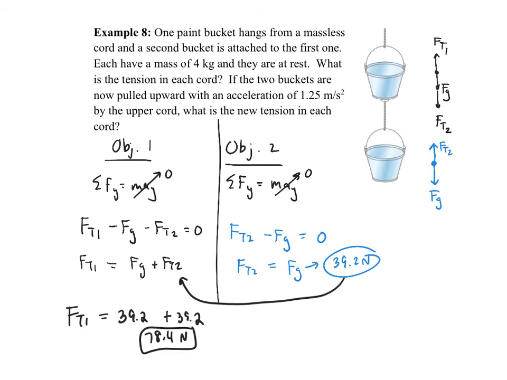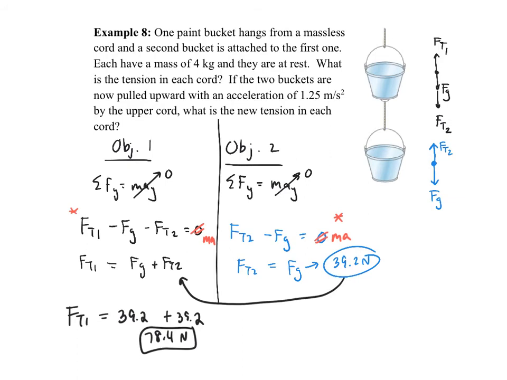So here's what you need to do. You need to go back at this point, take a look where I'm putting asterisks, and instead call this MA. And instead call this MA. Go back to that line, call those both MA. And plug in for A as 1.25 and M as 4, and resolve these problems. You're going to see the answers change drastically when you're suddenly being accelerated upward. Okay?